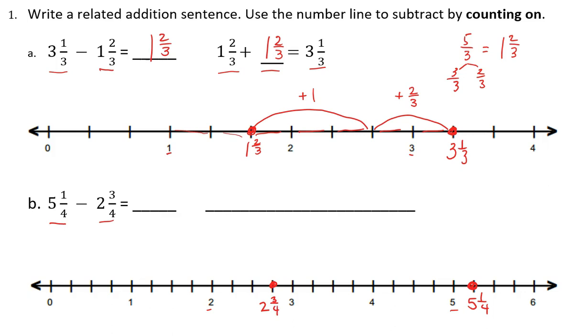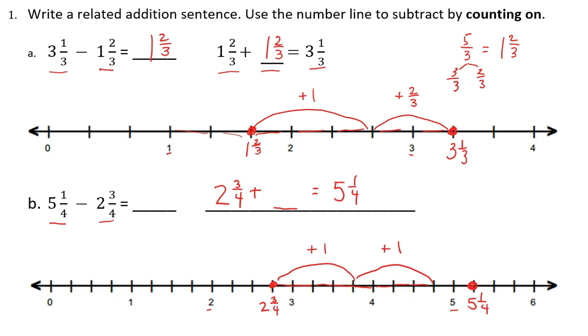If I count on to find the difference between these two fractions, what I'm really doing is finding that missing addend. So 2 3/4 plus something will get me to 5 1/4. This time I'm going to start by jumping 4/4. That will get me to 1 whole. So if I jump 1, 2, 3, 4, that's 1 whole. And I think I can jump another whole here. 1, 2, 3, 4. That's another whole.